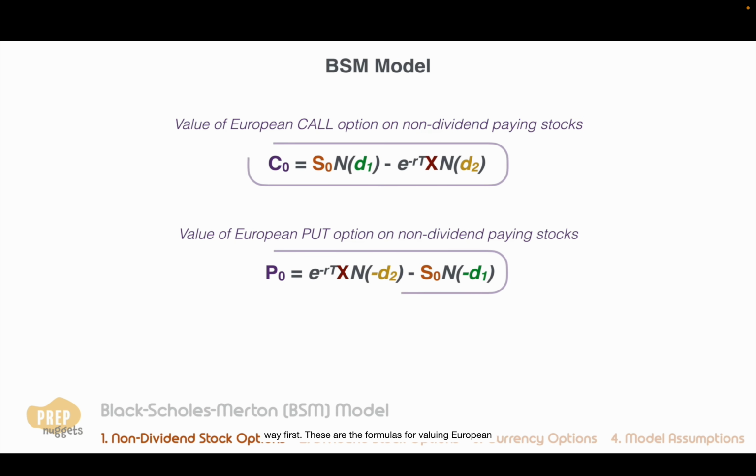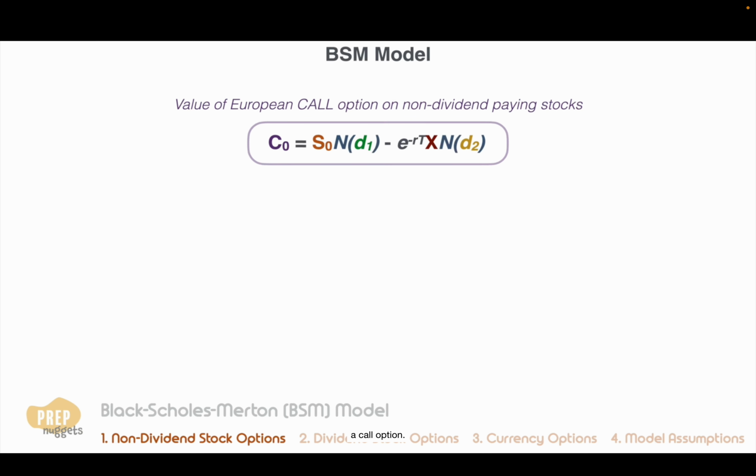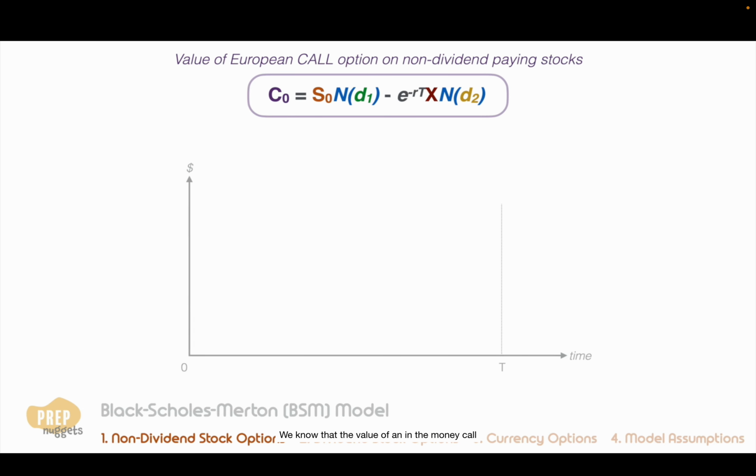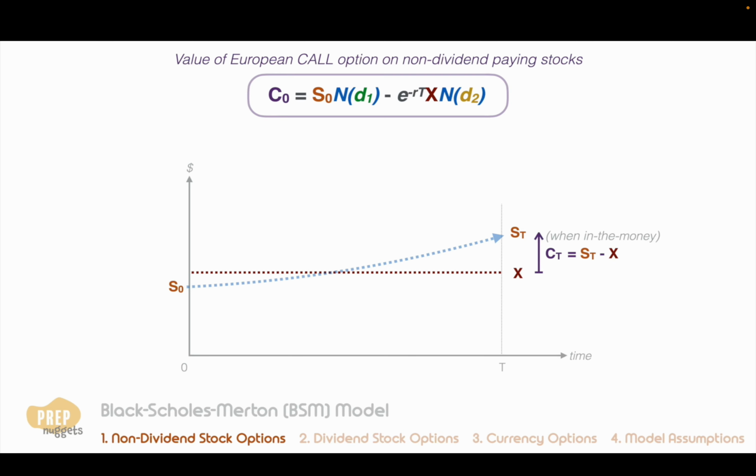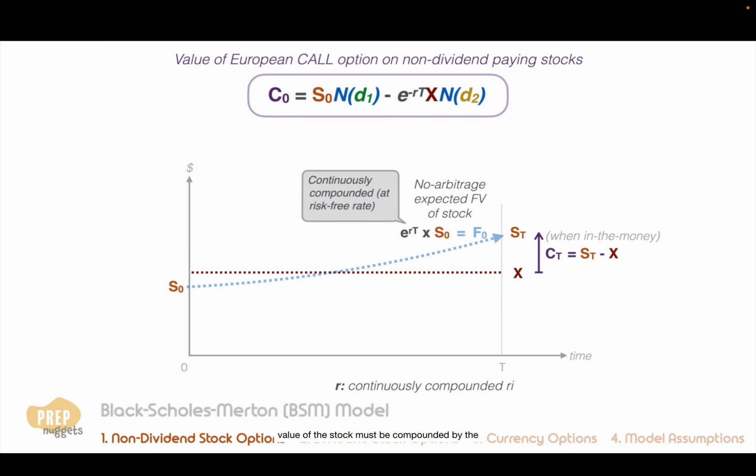These are the formulas for valuing European options on non-dividend paying stocks using the BSM model. Now, before you faint from the complexities of the formulas, let's first learn how to interpret the model, starting with a call option. We know that the value of an in-the-money call option at expiration is ST minus X. In our discussion on forwards and futures, we learned that the forward price must be compounded by the risk-free rate for no arbitrage opportunities to exist. As such, the no arbitrage expected future value of the stock must be compounded by the risk-free rate. We use continuous compounding in this case.